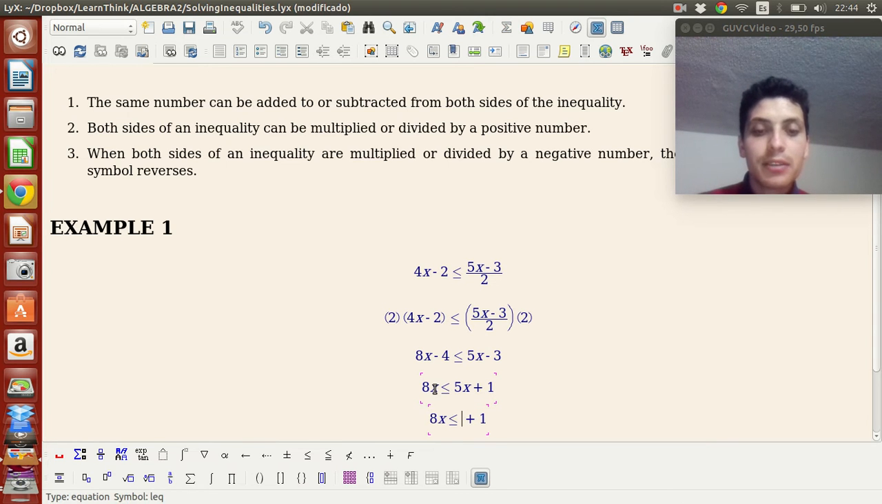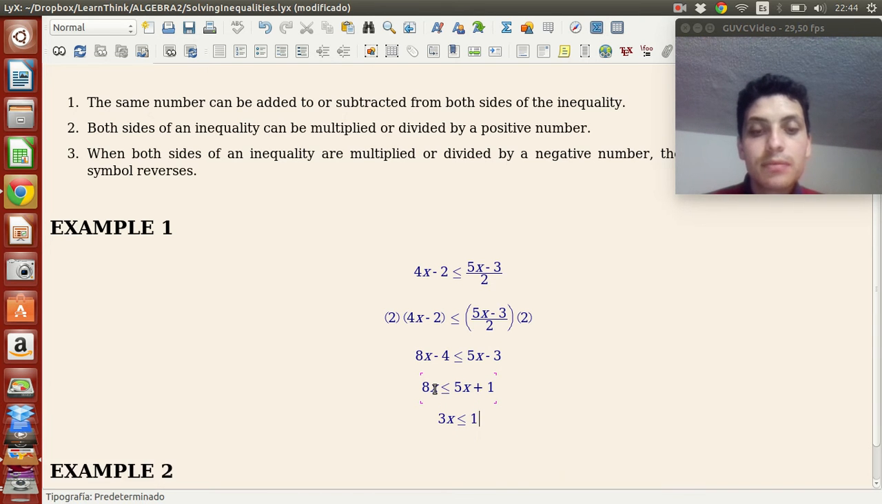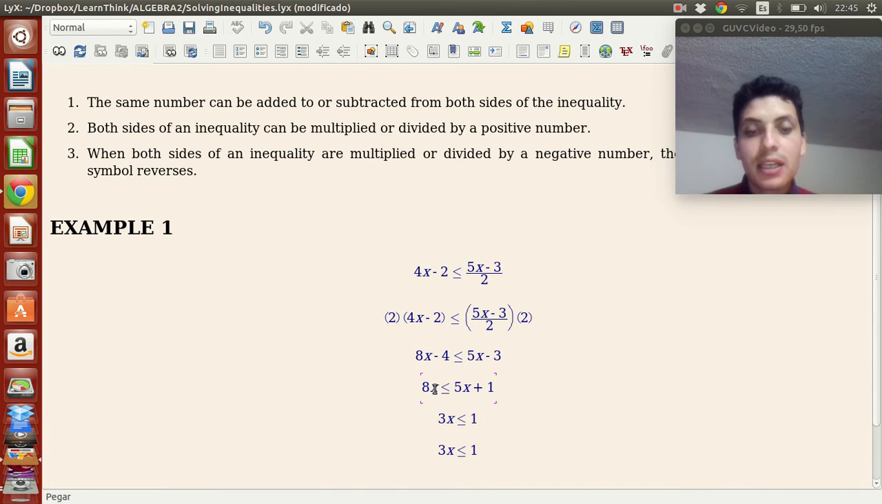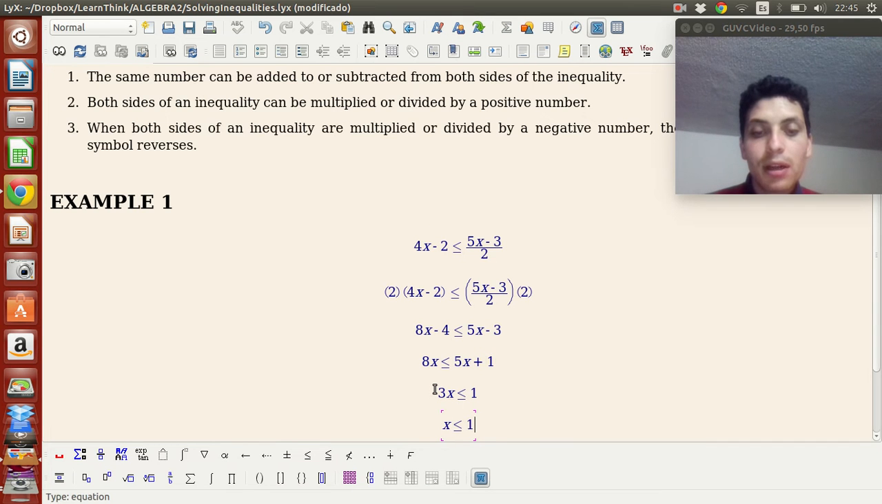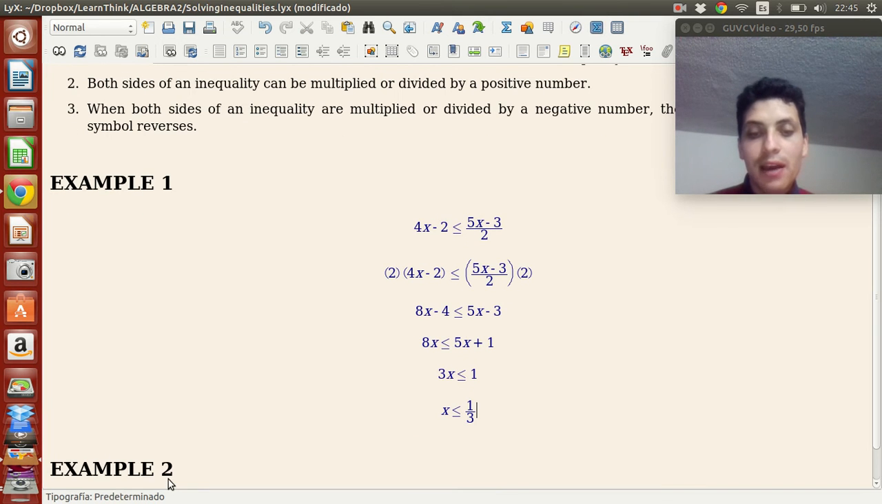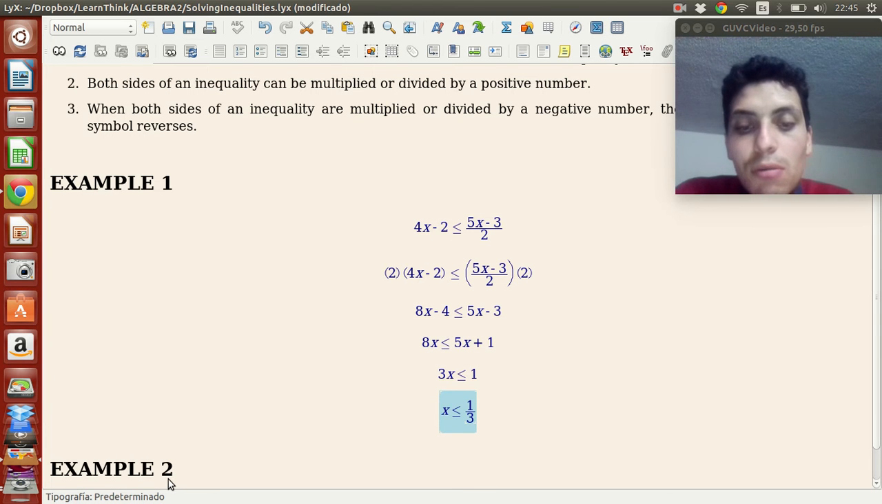So 5x minus 5x is 0, and here we get minus 5x. And 8 minus 5 is 3x. And finally, I just have to divide each side of the inequality by 3. And I have the answer: x is less than or equal to 1/3.